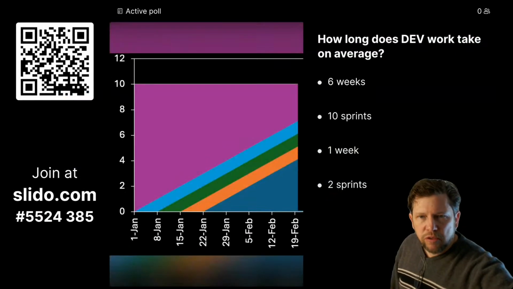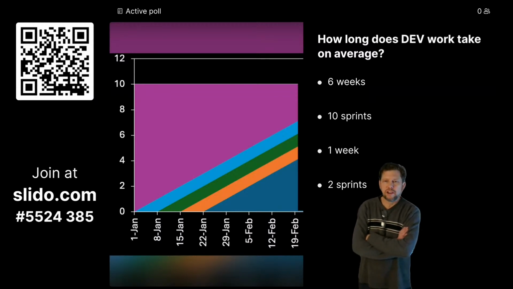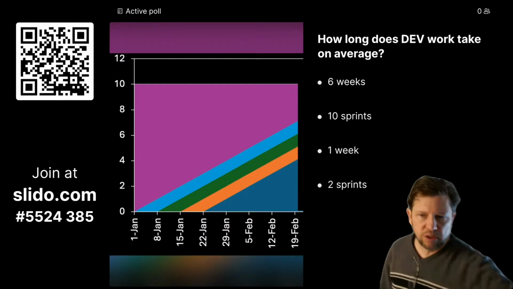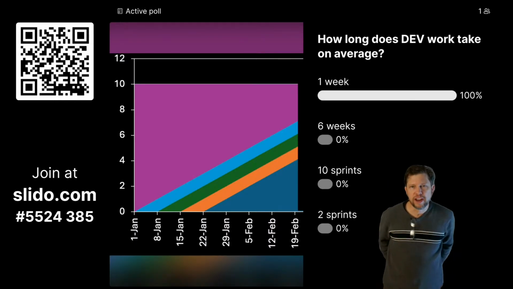Okay, so we're continuing to move across. Looking at this graph, how long does dev work take on average? How long does it take to finish something that's in the dev column, which is the green there? Is it 6 weeks, 10 sprints, 1 week, 2 sprints? How long does it take for dev work on average?